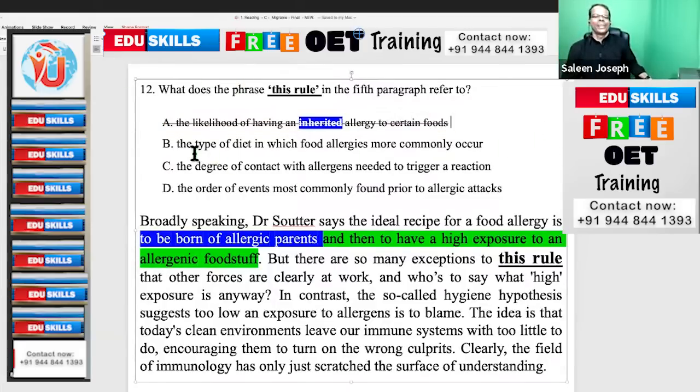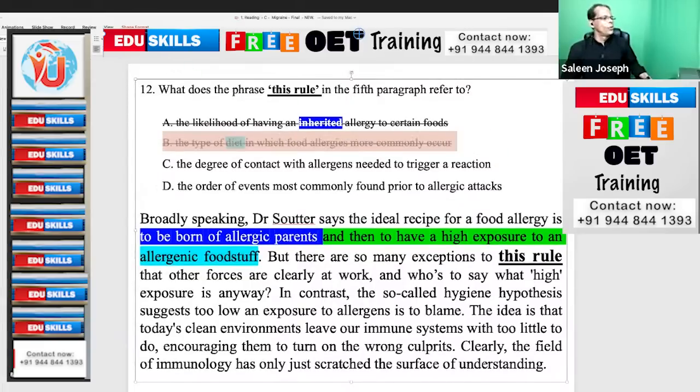Yes. Now, the second one, option B: the type of diet in which food allergies more commonly occur. Diet. And then to have a high exposure to an allergic foodstuff is diet, right? This is again half. Only one; two things are there. So immediately, that's why I told you singular and plural. See, if you really respond and go on well with me, I can guide you easily to score even an A grade, no issues. These are all official materials, you see.